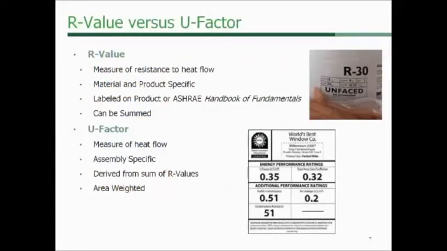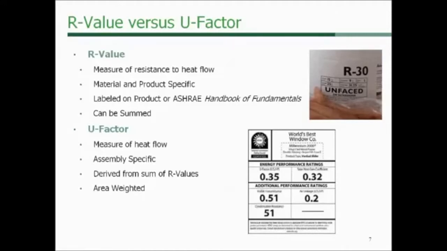So, jumping right in, R value versus U factor. An R value is the measure of resistance to heat flow. So it's literally measuring the resistance. And it's material or product specific. Like in this picture right here, this product is showing an R30 resistance. And that's usually what you're used to seeing, a batt of insulation with a certain R value.